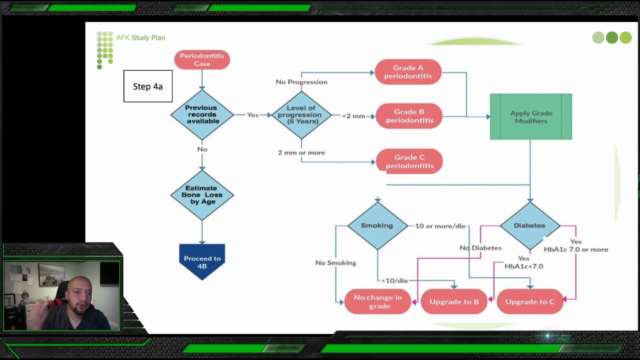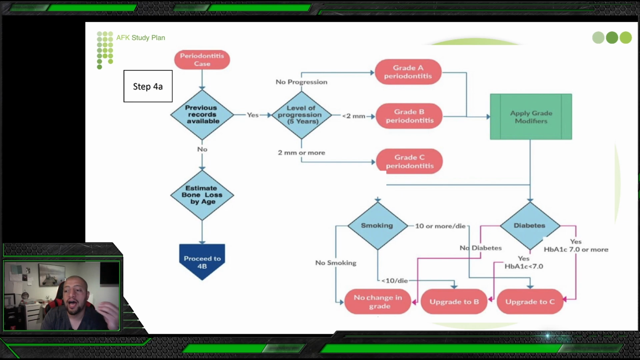If the progression of loss is less than 2 millimeter in the last 5 years, you're gonna say it's grade B. If you have no progression at all, you're gonna say it's grade A. For sure, from a clinical perspective, grade A periodontitis is not really existing. Grade B is the most common patient, and grade C is when the loss is more than 2 millimeter in the last 5 years. And grading is so easy.